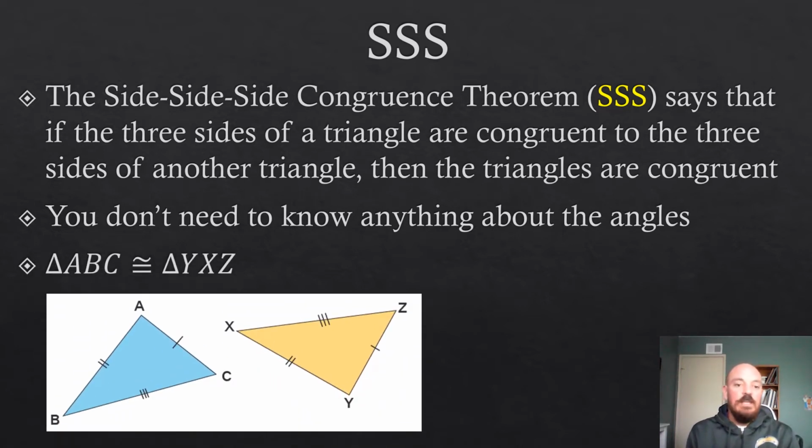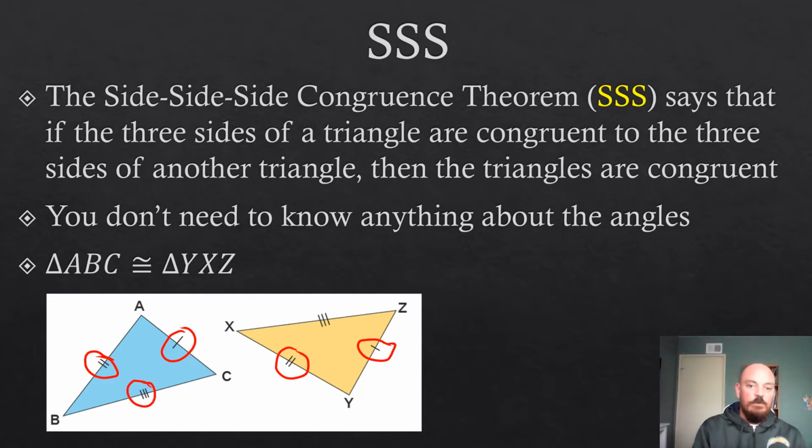So in this picture right here, what you notice is you have 1 mark here and 1 mark here. That means those sides are congruent. That's basically one of the S's. Then you have 2 here and 2 here. That's the second S. And then you have 3 here and 3 here. So we have S, S, S. The 3 sides of one triangle are exactly the same as the 3 sides of the other.